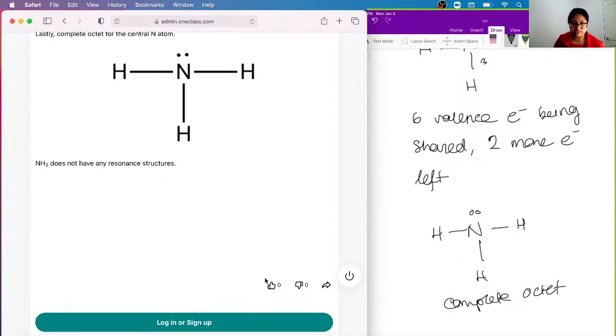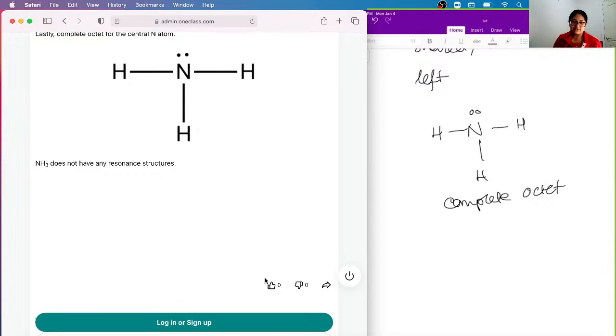And yeah, it doesn't have any resonance structures, since for resonance structures you need pi bonds, and in this case you don't have any. You can't really, and it already reached its complete octet. So ammonia does not have resonance structures.